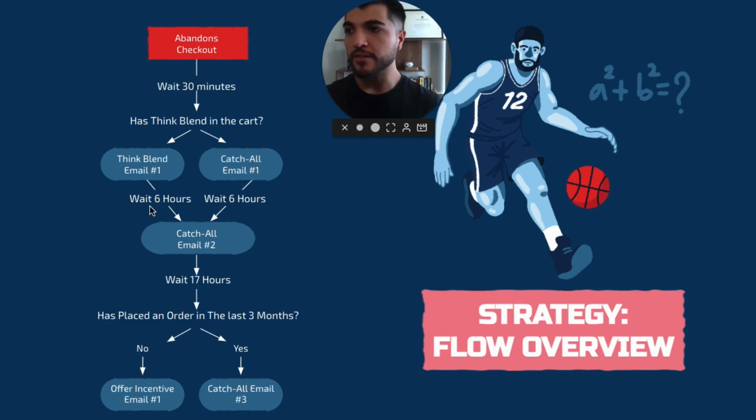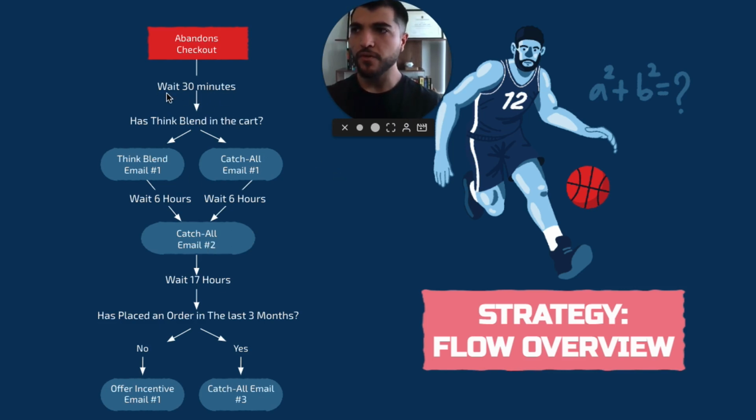In either case, we're going to be waiting 6 hours and sending another email, then waiting 17 hours. We're going to be checking whether they have placed an order in the last 3 months. If they haven't, we're going to be sending a special offer incentive email. And if they have, we're going to be sending another catch-all email. So let's take a look at these specifics.